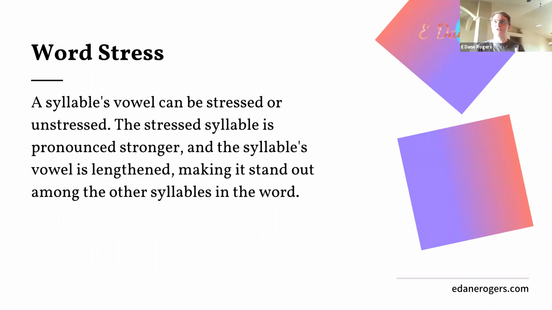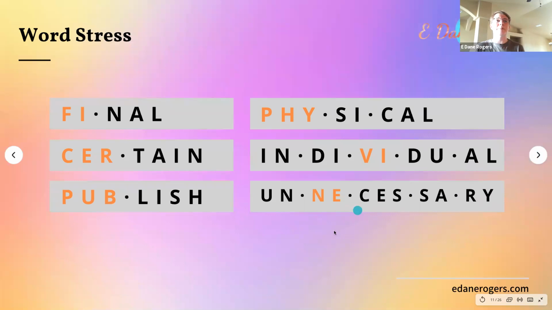Often how this happens when we're speaking is rather than making one more pronounced, we make all the others less pronounced. So instead of having each vowel with its own strong vowel sound, they'll go to a neutral sound. So we'll look at some examples. We've got final, certain, publish, physical, individual, unnecessary. And notice we can go up for these syllables, but look what happens to the other vowels.